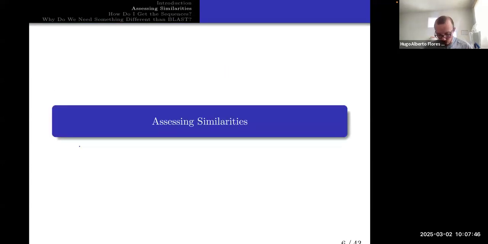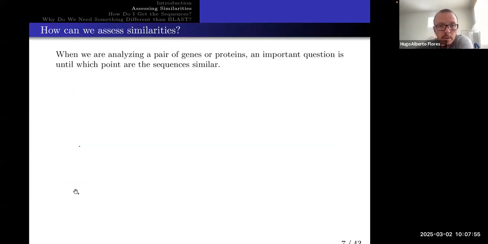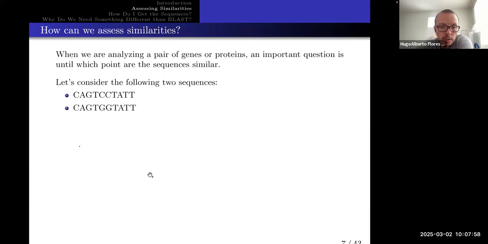So how do we assess similarities? If you have a couple of sequences, how do you test for similarity? For instance, if you consider these two sequences, do you think they are similar or not? Take a moment to check them one by one. Both start with C, both finish with D. They seem to have the same length, the same number of residues. So are they similar or not? What do you think?